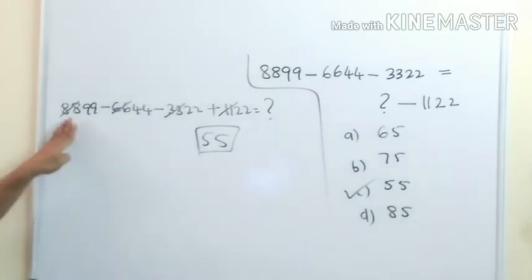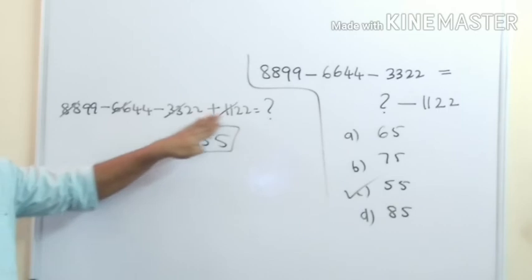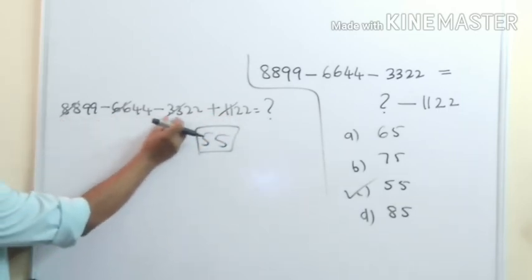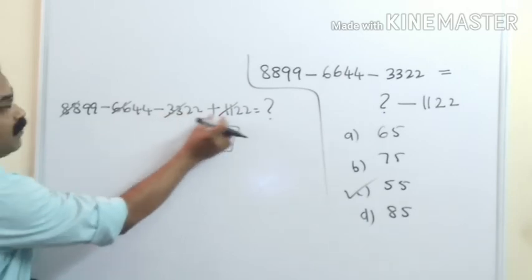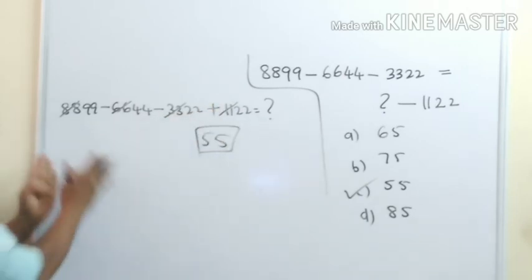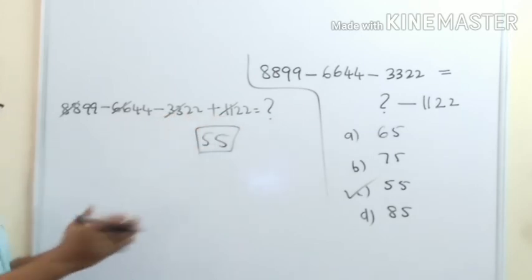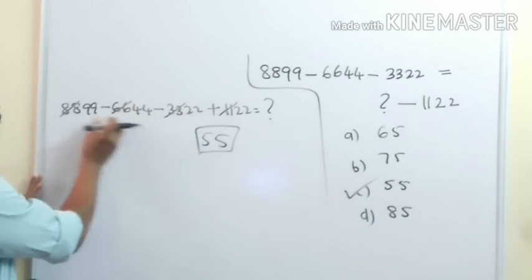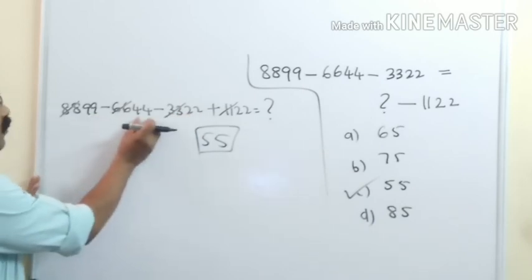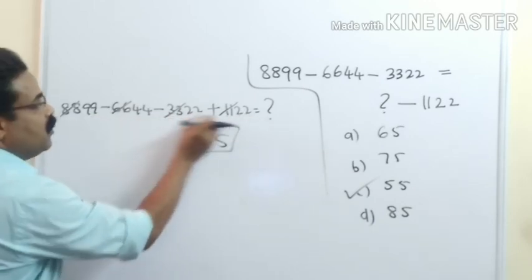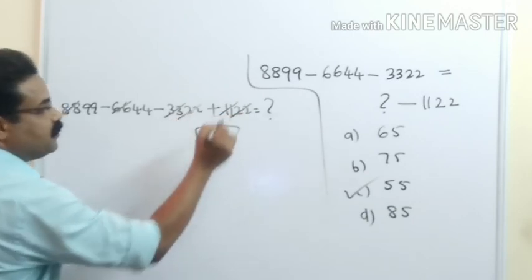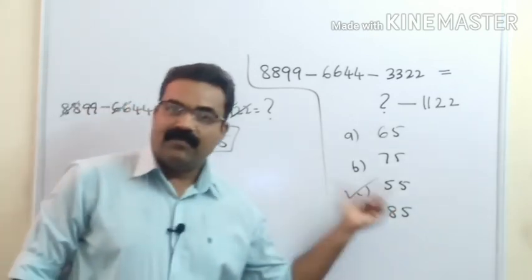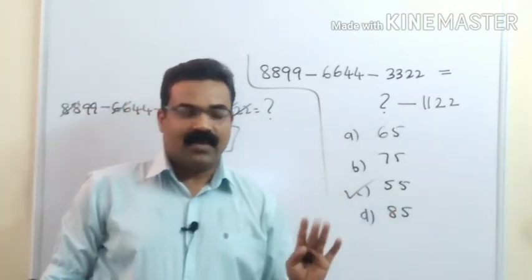I hope you understood. 88, 66, 33 plus 1. So 88 minus 66, 22, 22 minus 33, minus 11 plus 11. So it becomes 0. So the last two digits you can remove. 99 minus 44, 55. 55 minus 22 and plus 22, minus 22 and plus 22 you can cancel here. So 99 minus 44 is 55. So the answer is 55. Very simple simplification. Okay. Kindly note it.